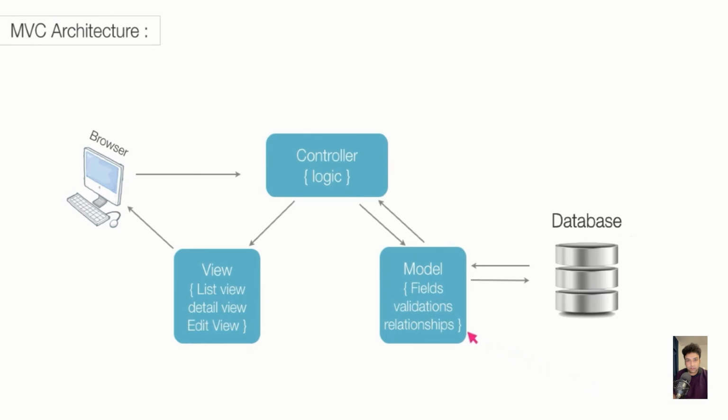Model is business data and the rules on how to use data. View is the UI. Controller is the logic that manages the interaction between the view and model.